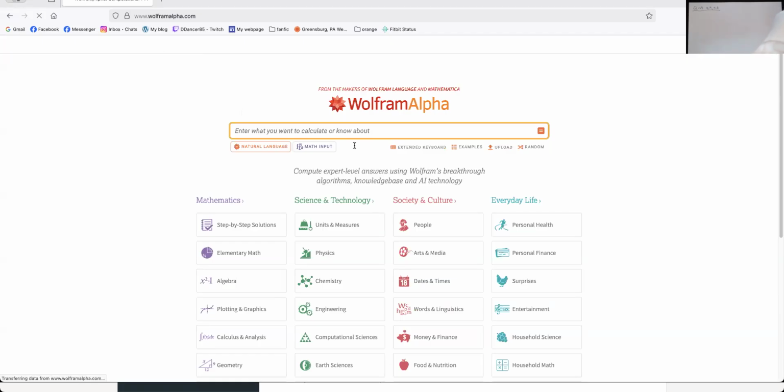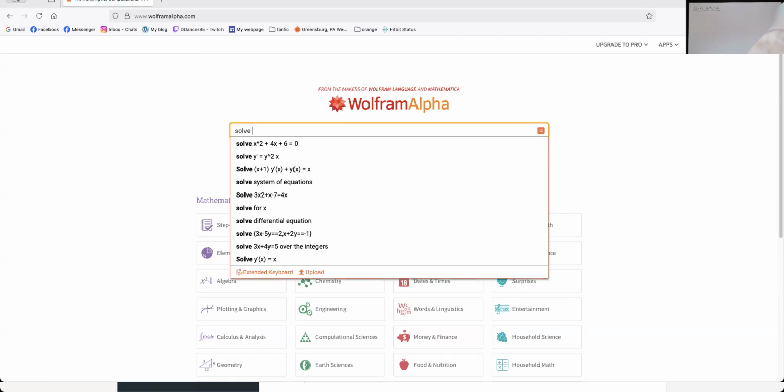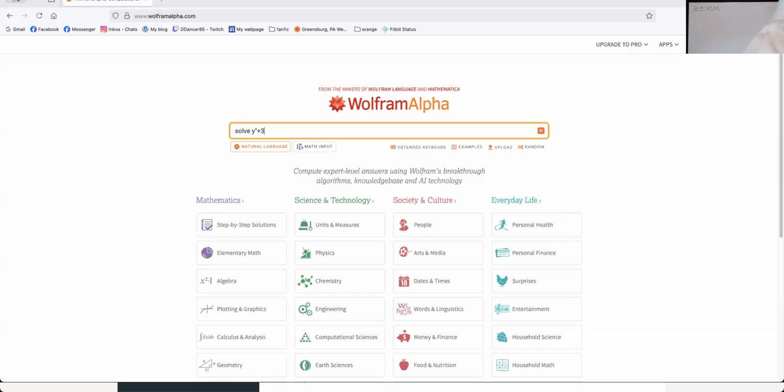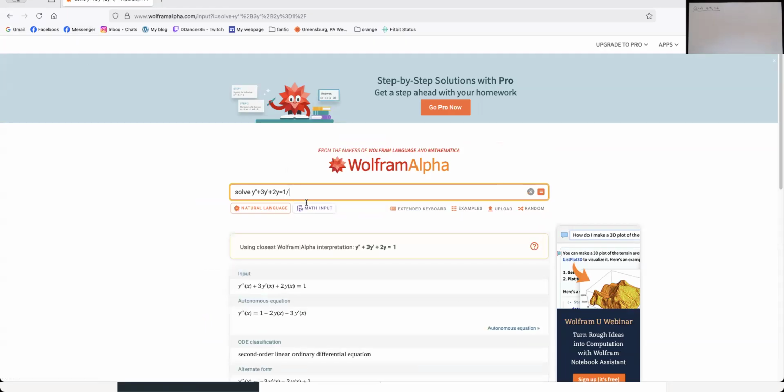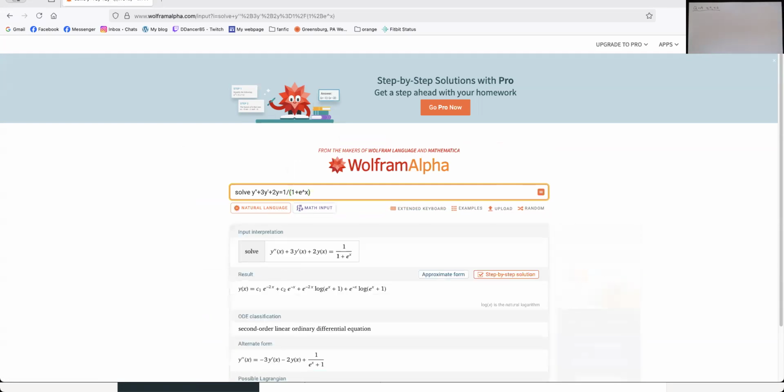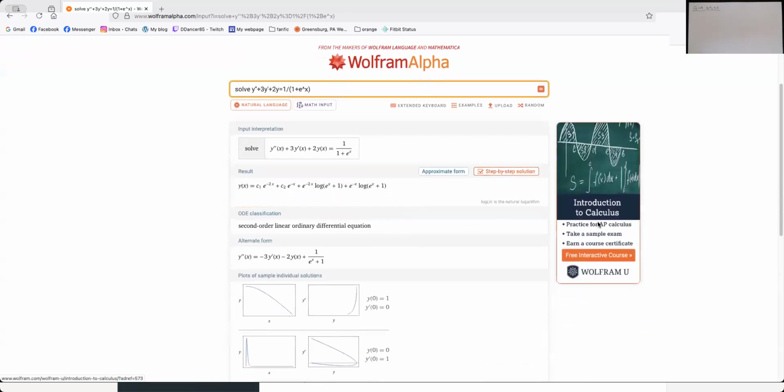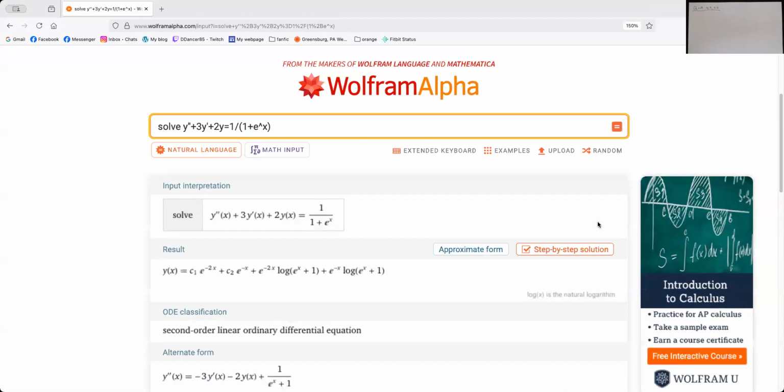Solve y double prime plus 3y prime plus 2y equals 1 over (1 plus e to the x). There. And there it walks through my solution. But unless you're going to pay for the pro version, you're not going to get the step-by-step on this one. The DE Solver Pro used to do that for free.